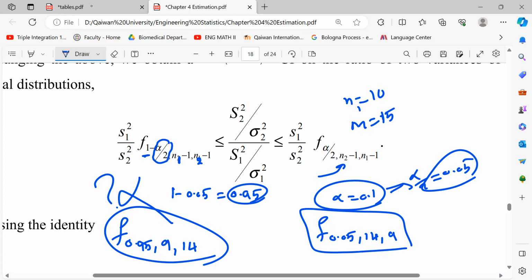What we do, we say this amount is 1 over this one. So you just need to find one F from the table for alpha over 2, n2 minus 1 and n1 minus 1. After finding this, just say 1 over that amount, and you get the result.